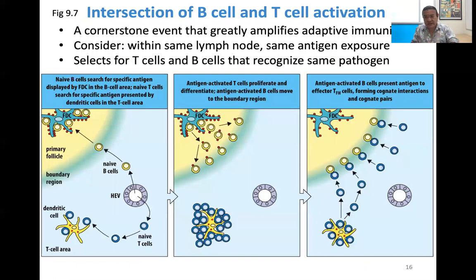All right, so the intersection of B cell and T cell activation, very important, right? Very important that you understand this, because this is one of the most powerful, important events of your adaptive immune system waking up and mounting a strong defense. Because after all, B cells make antibodies, right? Antibodies are very effective, but B cells don't know what kind of antibody to make, or that they even should turn into plasma cells and make antibodies unless they're told by a T cell what to do, right?